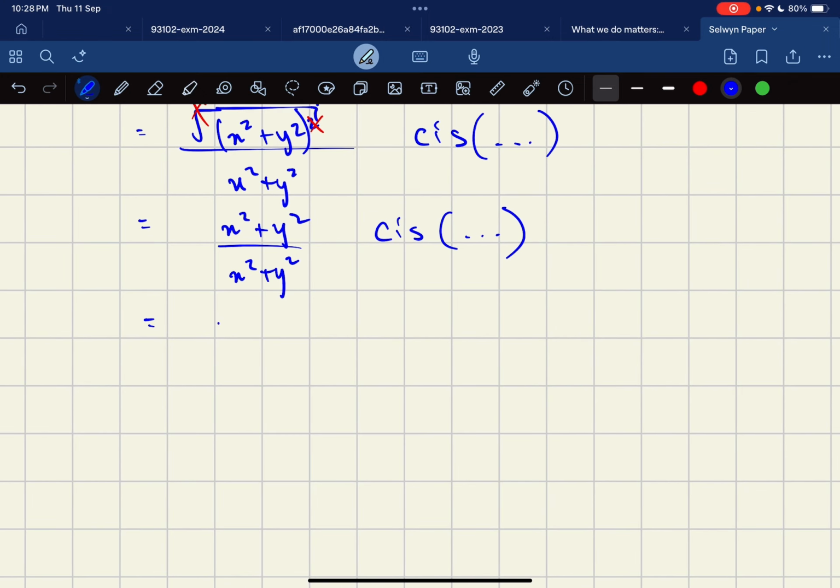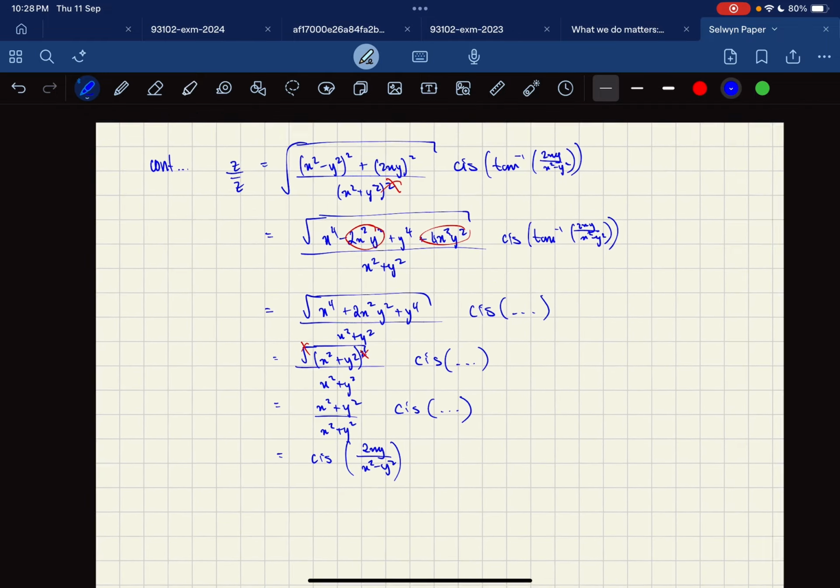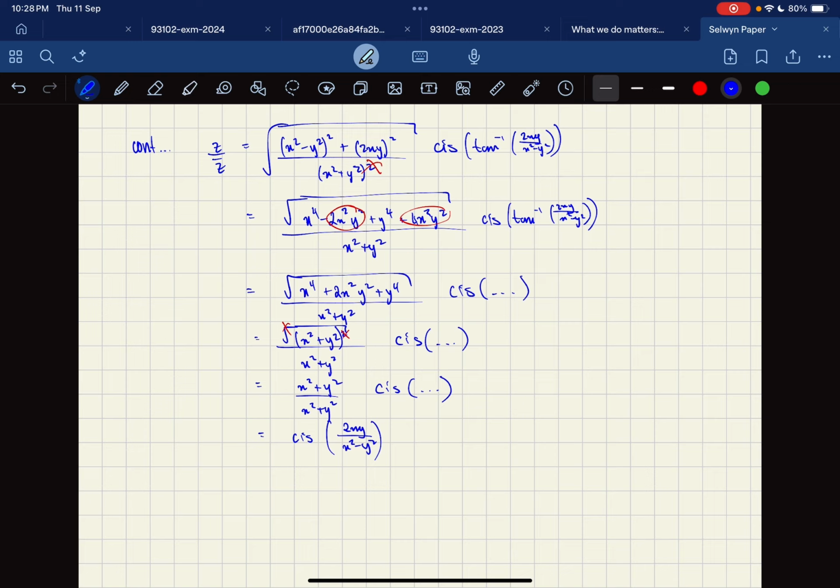But the final answer is just going to be cis of 2xy over x squared minus y squared. That's it in polar form. That's what I would do there.